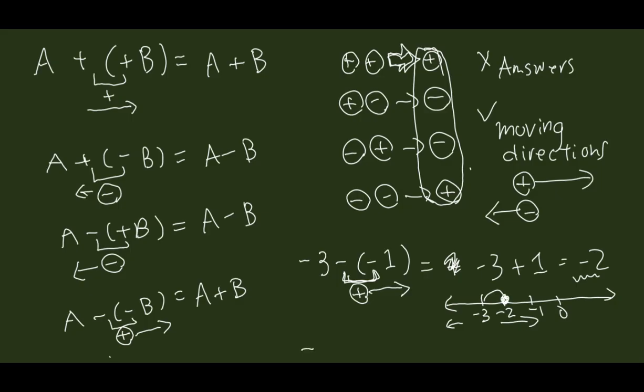If you have an expression like -3 minus -5, it's -3 plus 5, which is +2. So the answer can be negative or positive depending on the size of the values here. It's just saying when you have two negatives here, the moving direction becomes positive. Okay, that's it.